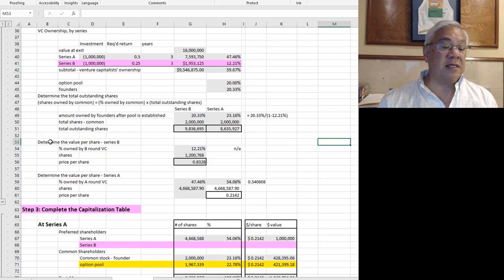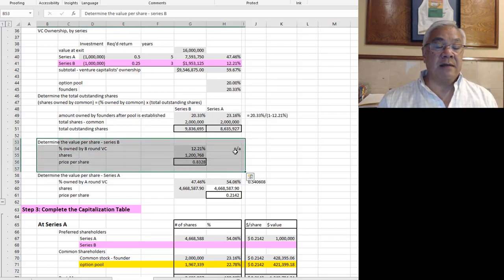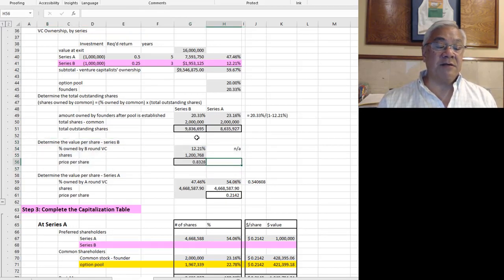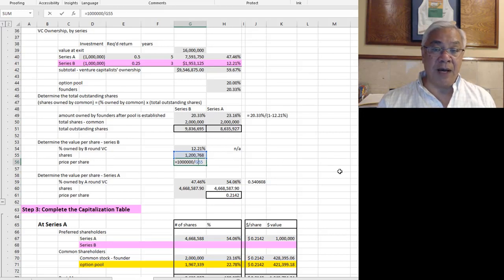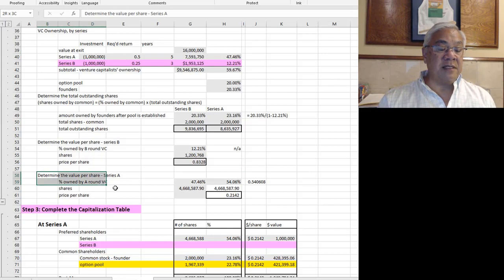The next section is for the Series B people, right here, this section. Notice that they weren't in Series A, so they're not in this column whatsoever, but they are here. At the end of Series B, they're going to own the same 12.121% up here, times the 9 million right above it, which represents that they will have 1.2 million shares. If they buy those shares for $1 million, then the price per share, and they're in the new money, the price per share is $1 million divided by the shares they got, which is the 1.2, leading to a valuation of 0.83.